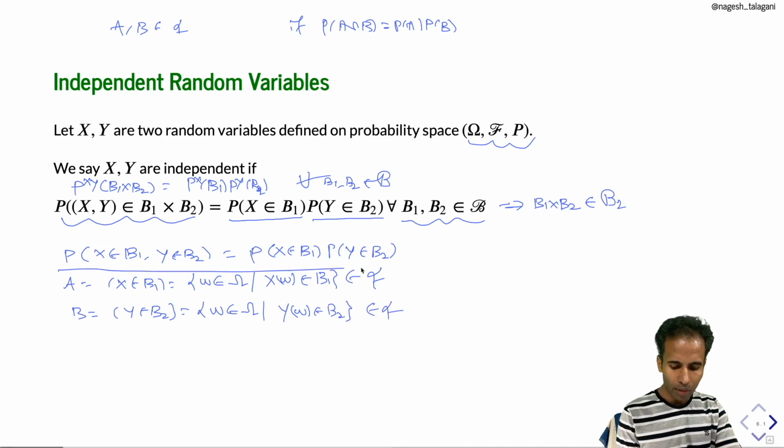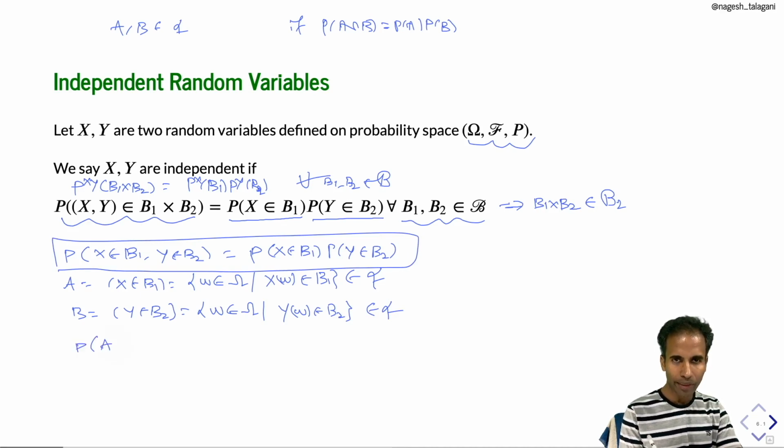Now let me write down this in terms of A and B. The left hand side is going to be probability of A, comma means and, means intersection. Probability of A intersection B. Right hand side is going to be probability of A times probability of B. That means A and B are independent.